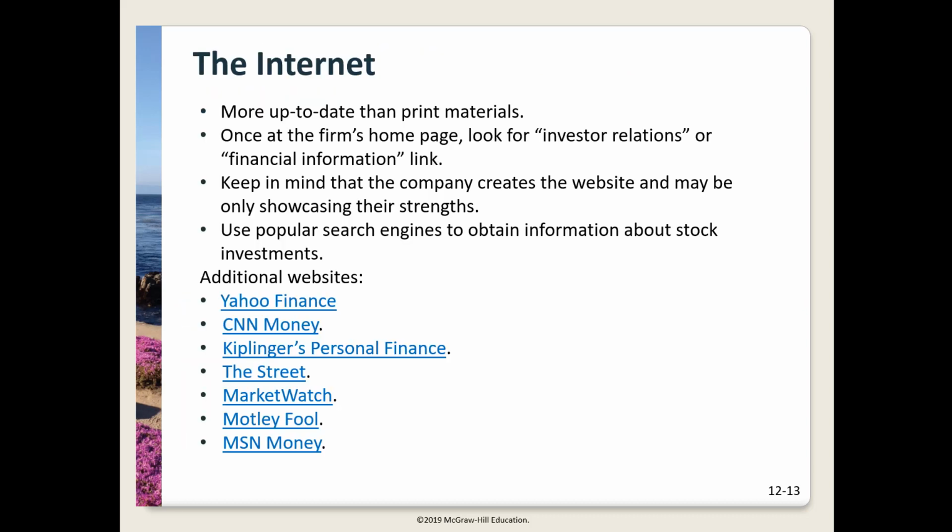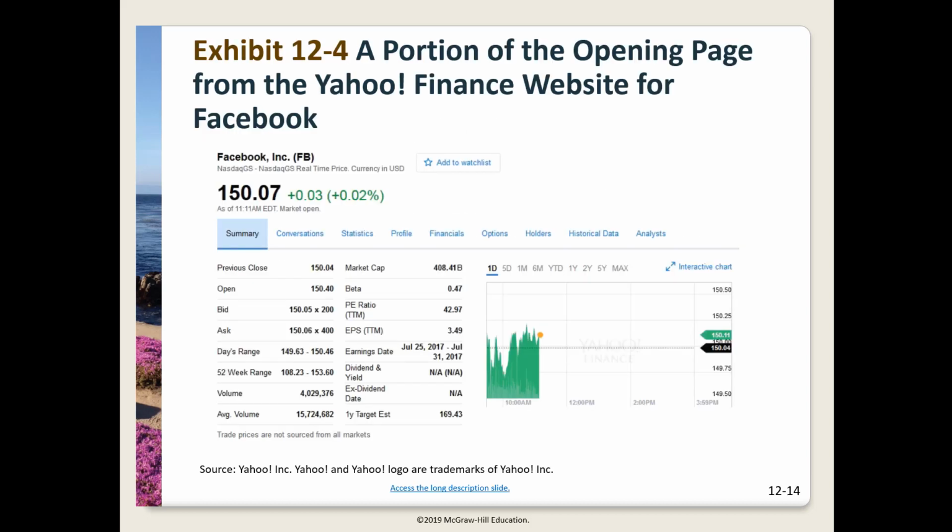Internet sources are an excellent source of investing information, tending to be more up-to-date than printed material. Firms post financial and forecast information on their websites. My personal favorite source is Yahoo Finance, where you can find everything. This is from Yahoo Finance, Exhibit 12.4 on page 392.